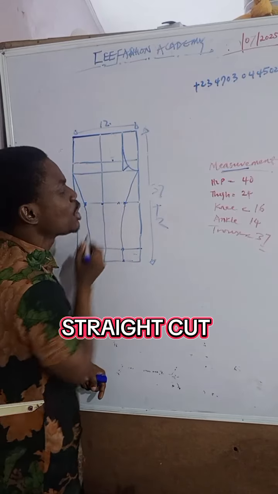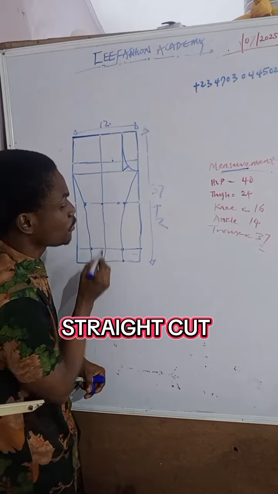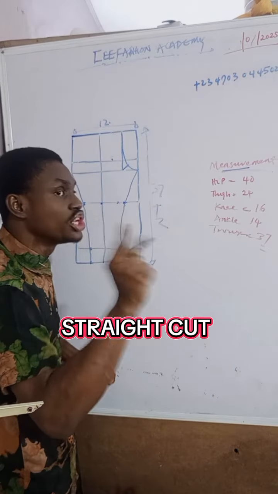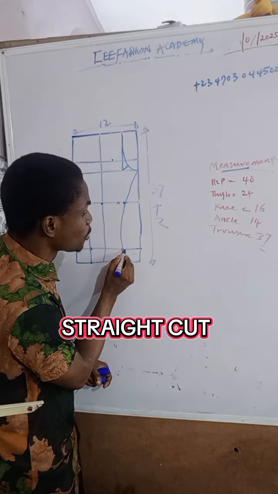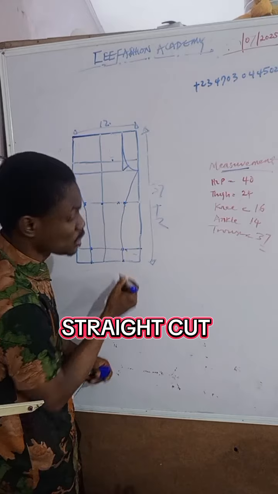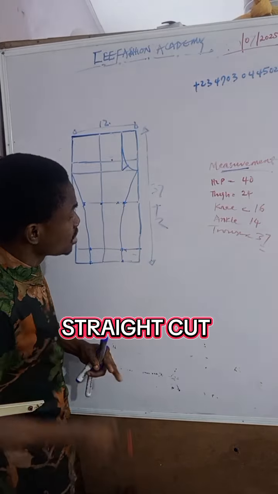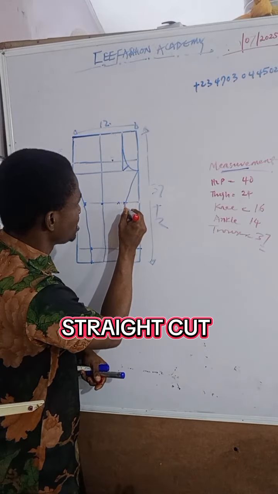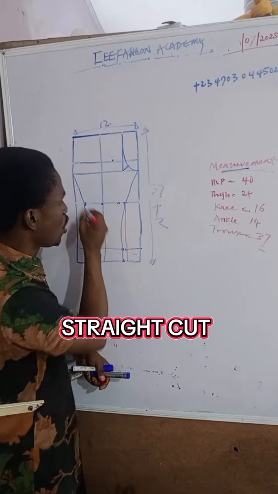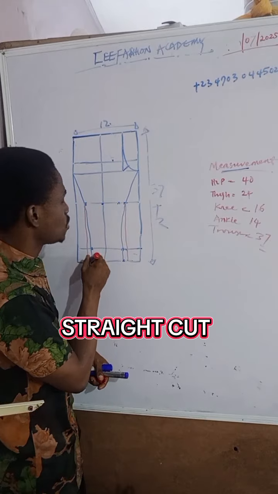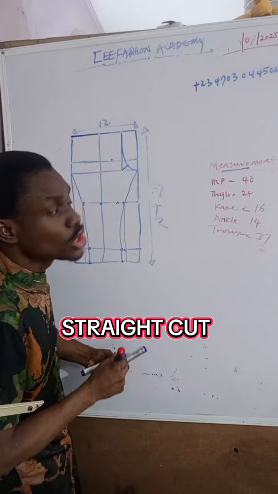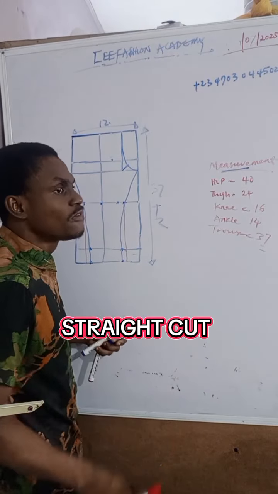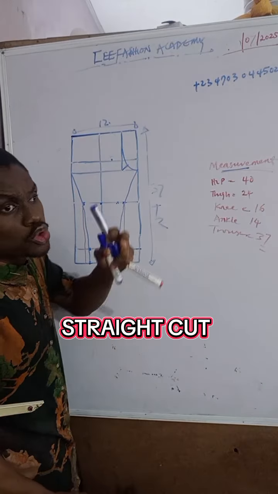Let's say from here to here we got 4, and from here to here we also got 4. So if you are working on a straight cut, from here to here is also supposed to be 4, and from here to here is also supposed to be 4. Look at it from the knee: the circumference of the knee is quite equal to the circumference of the ankle. This gives you a straight cut trouser. Do you guys understand?